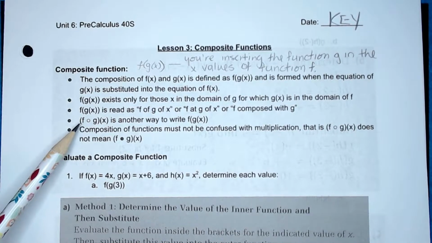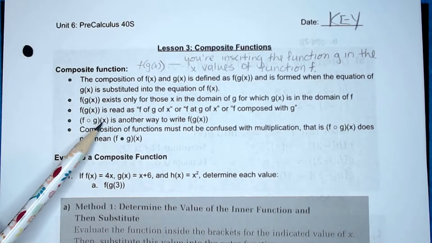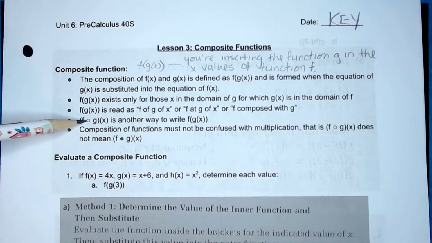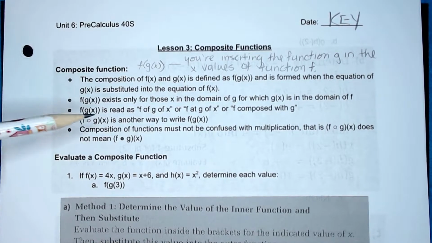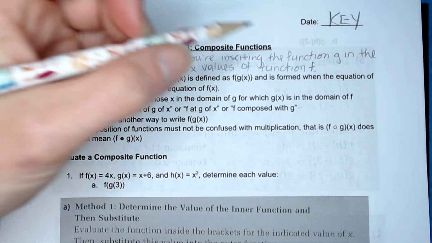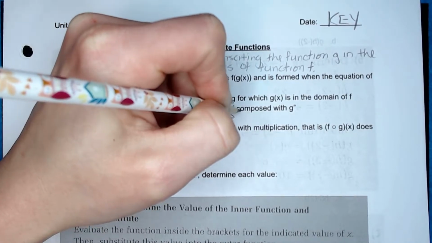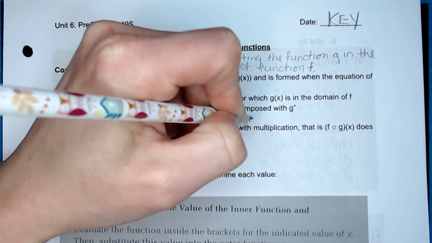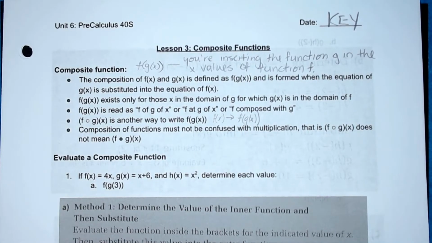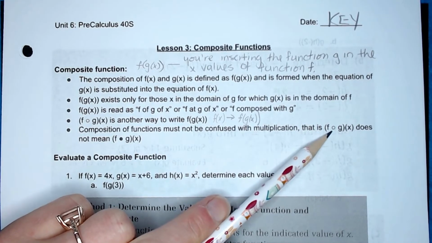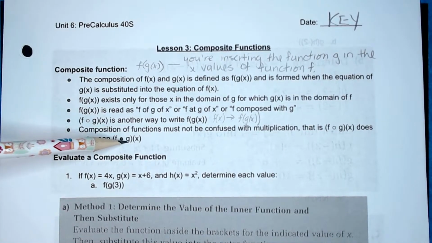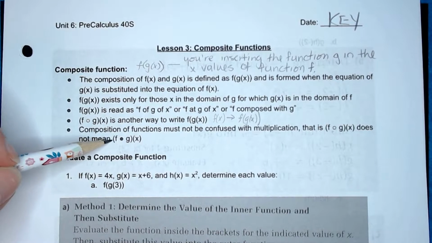We can write it one of these two ways, f of g of x. Notice that the symbol in the middle here is not a multiply symbol, it's an empty circle. It's another way to write this. So instead of having f of x, we've replaced that x with the value of g of x. Okay? So composition of functions must not be confused with multiplication. That is, f of g of x does not mean f times g. And that's really, really important to remember here.